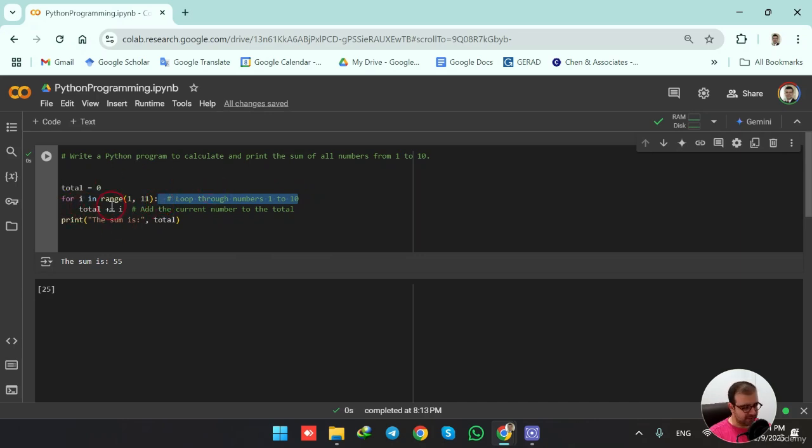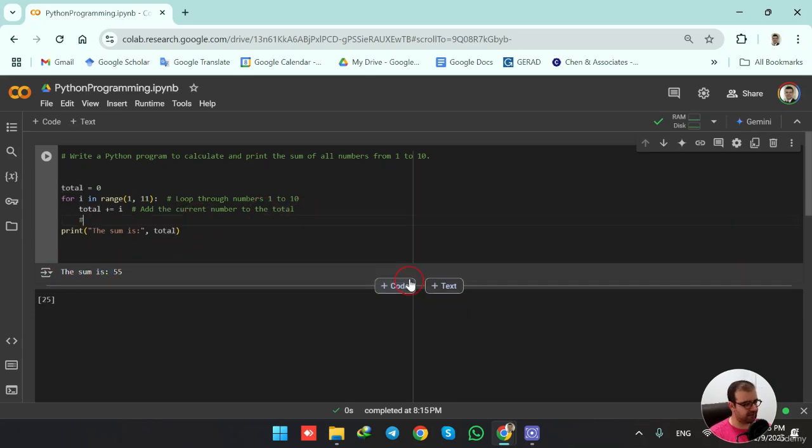For each iteration, I'm having total += i. So we are adding the i's into the total variable. And here, I'm printing out the total. So let me run the code. It says that the sum is 55, but how is this 55 being printed?